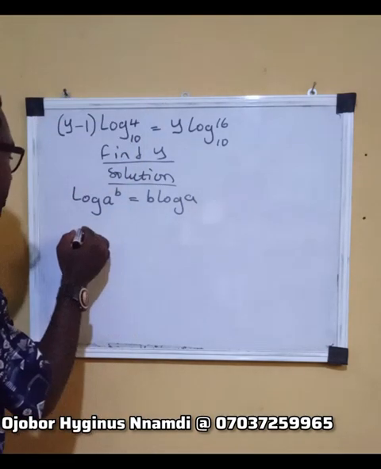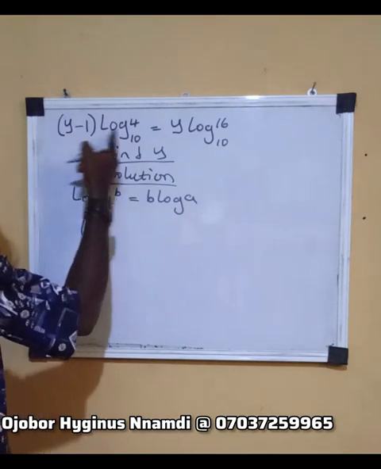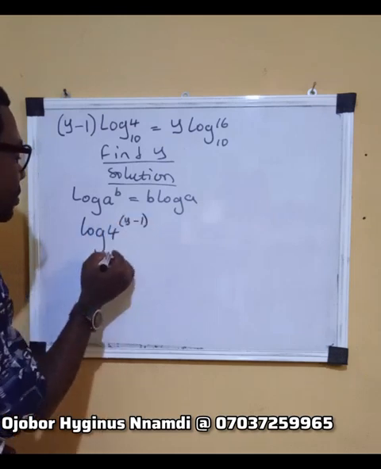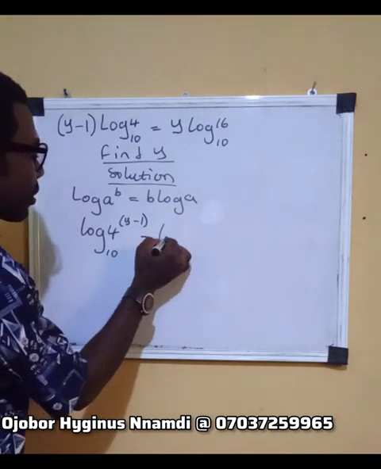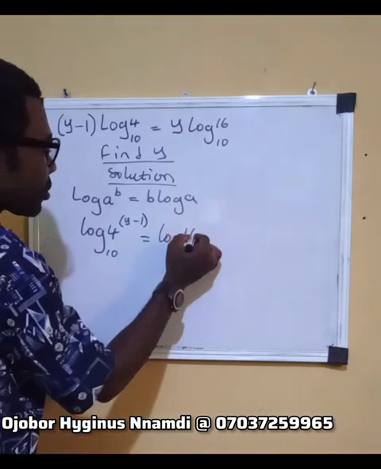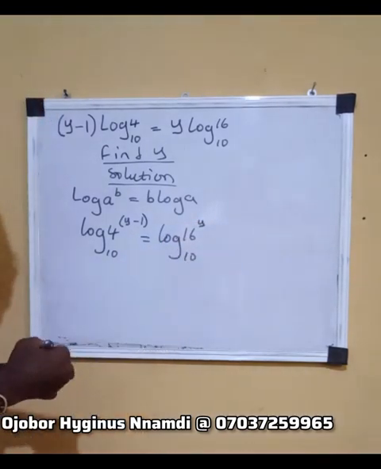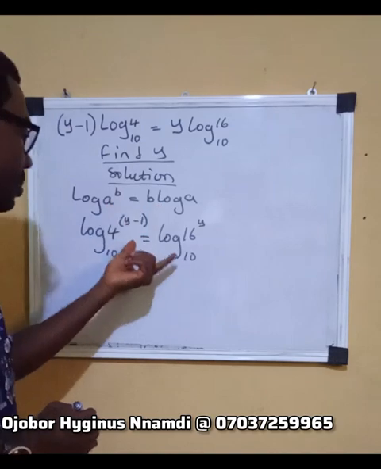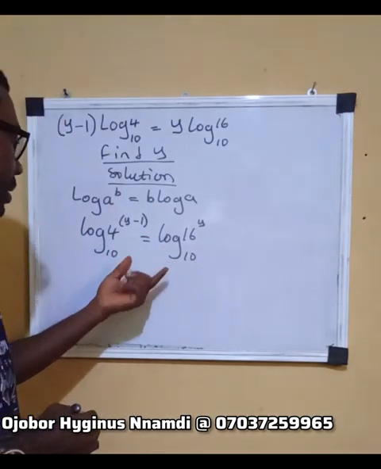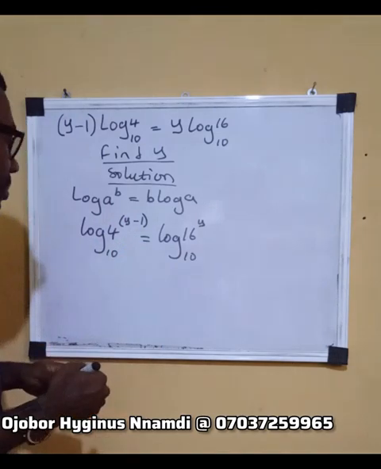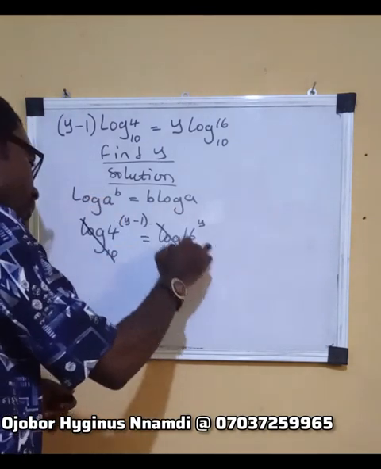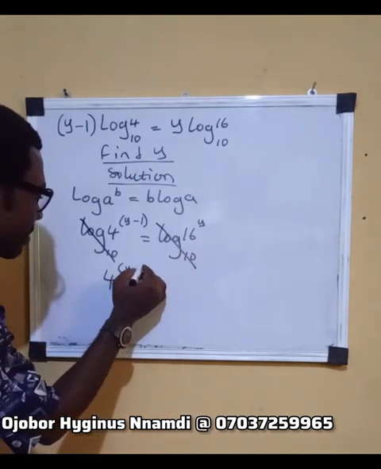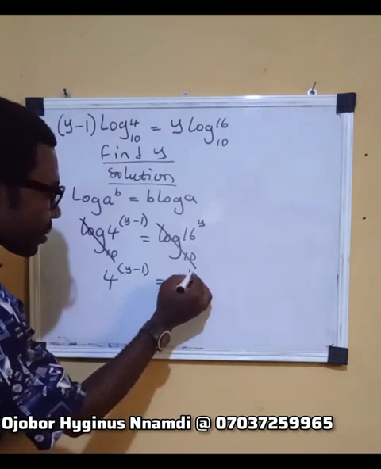So this is going to be written as log 4 raised to power y minus 1 base 10, while this is log 16 raised to power y base 10. So from what you can see here, we have applied this law of logarithm. Since both of them are logarithm of the same base, the log can be eliminated so that it becomes an indices. 4 raised to power y minus 1 is equal to 16 raised to power y.